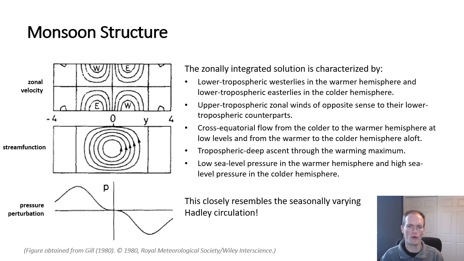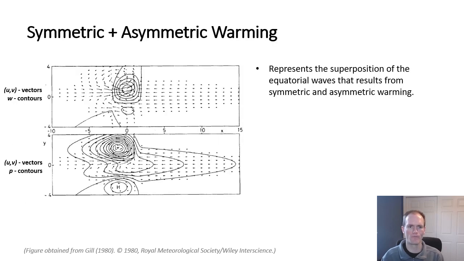There's often a component that is centered on the equator and offset from the equator. So what does that look like? Fortunately, Gill 1980 also took a look at what that looks like. And here we have the same schematic structure as we did a couple of slides previous, with our velocities here on the top panel and our horizontal velocity, as well as the pressure perturbations here on the bottom panel. So the combination of symmetric and asymmetric warming is the combination of 4 equatorial waves.